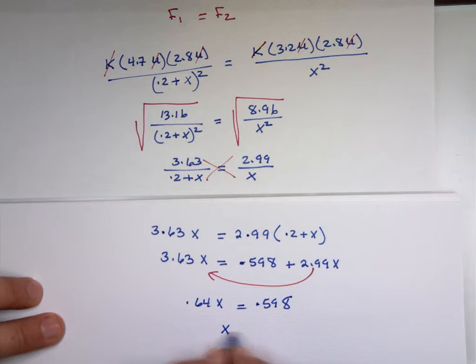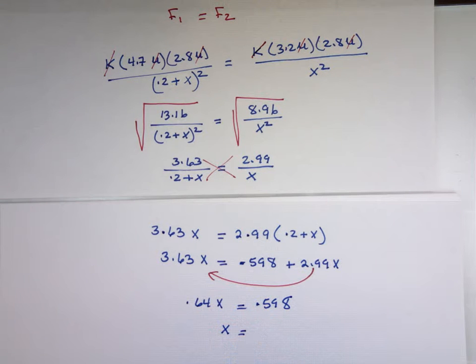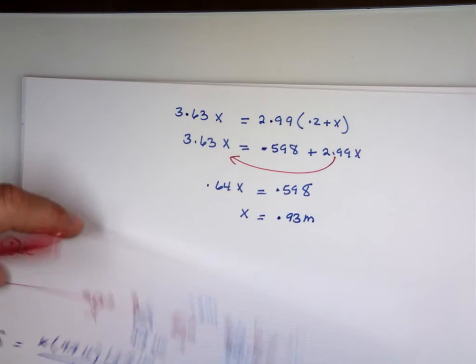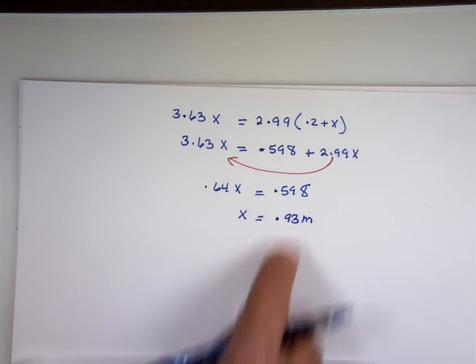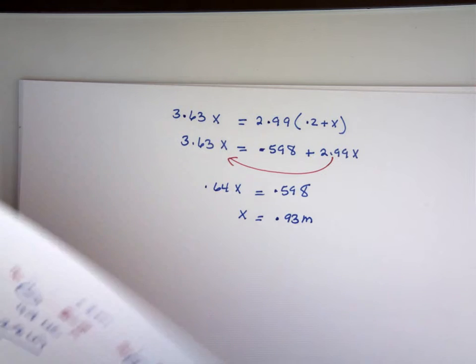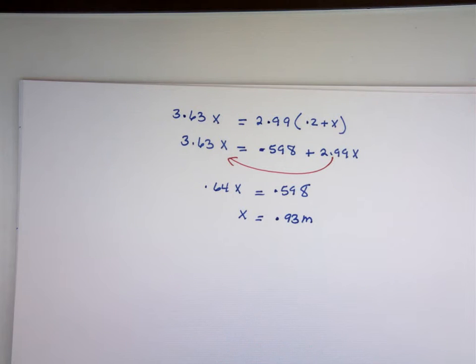What's x equal to? 0.598 divided by 0.64, 0.93 meters. So if you put that charge 0.93 meters from this to the right, the net force acting on that will be 0. The net force will be 0.